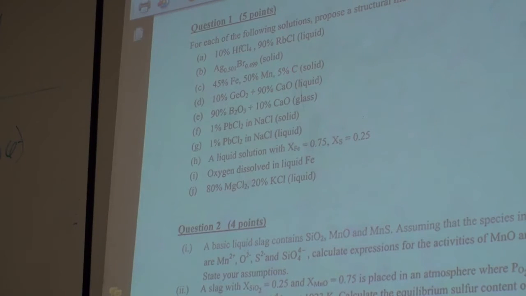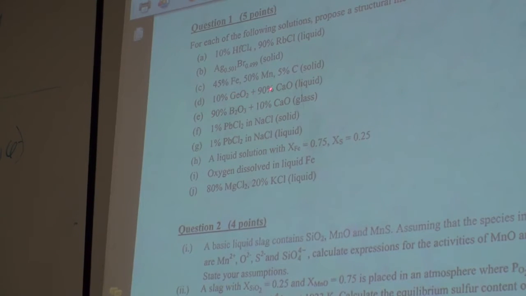Iron, manganese, and carbon solid. How many sublattices? 2. Okay, iron and manganese on the metal sites, carbon and vacancies on the interstitial sites.